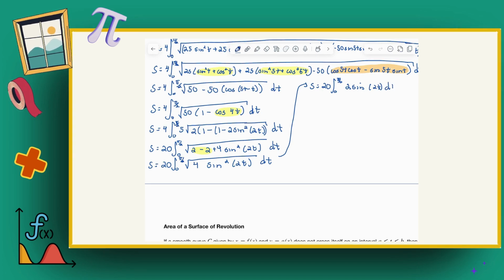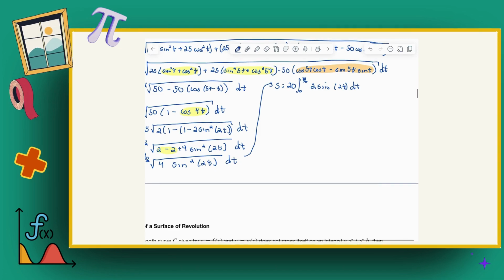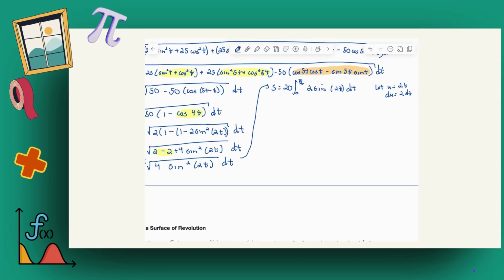All I'm going to do is use u-substitution to integrate this, letting u equal 2t and du equal 2 dt. Or you could say that dt is equal to du divided by 2. And so I have our arc length is 20 times the integral from 0 to pi over 2, with t equal to 0 and t equal to pi over 2, of 2 sine u du over 2. The 2's cancel each other out. So arc length is equal to 20 times the integral from t equals 0 to t equals pi over 2 of sine of u du.